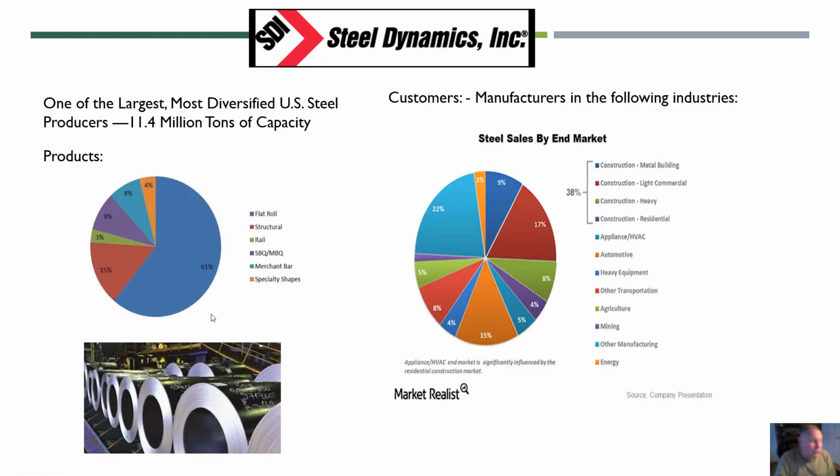Next one that I'd like to share an example of is Steel Dynamics, and I'm going to be using Steel Dynamics for this semester because I like it. It's one of the largest, most diversified U.S. steel producers. It has 11.4 million tons of capacity. Tons is my volume. This is the type of product that they make, and these are all different types of steel. And here's the sales by end market. We can see a lot of it goes into construction, appliance, and auto, and we have a picture of the company.